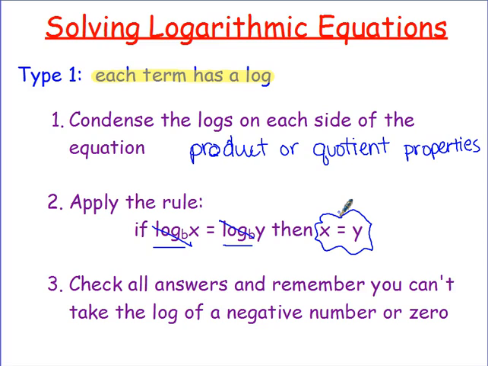Now, unlike exponential equations, these we are not done when we get an answer. Every single log equation you solve, you must check all of your answers. Because the one thing you need to remember is you can't take the log of a negative number or 0. So when you take that answer that you find and you plug it back in, if it gives you a negative number or 0, your calculator is not going to like it and you're going to have to cross off that answer. So we're going to start with small problems and we'll work up to the more challenging ones.